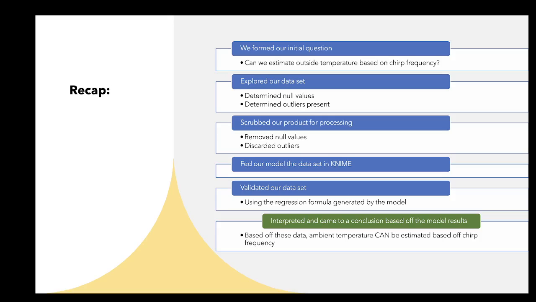The clean data was then fed into KNIME, the linear regression learner, to try and find a line of best fit. It did give us a line of best fit that we then validated against a new data point, and that new data point did come in as a reasonable measure of temperature. And based off of all these observations, we came to the conclusion, correlation, not causation, based off the data, ambient temperature can be estimated based off of chirp frequency.